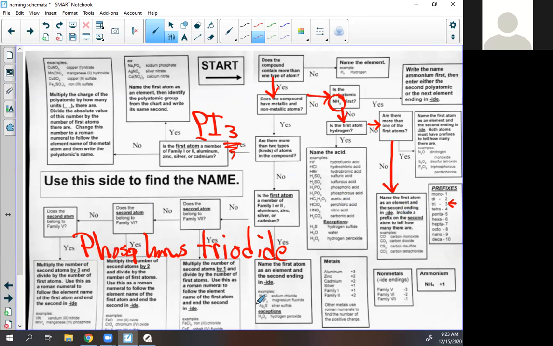Triiodide is fine, but it's just triodide. Yeah, it's weird, but it's fine.